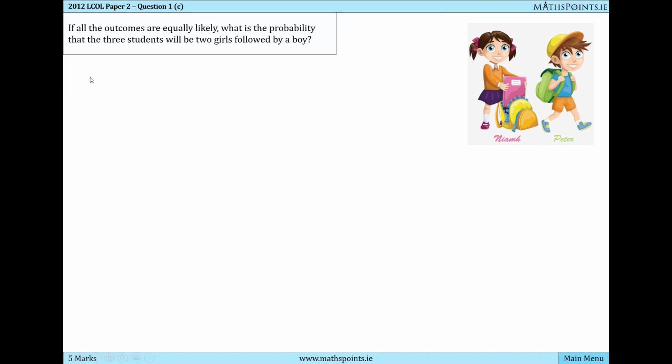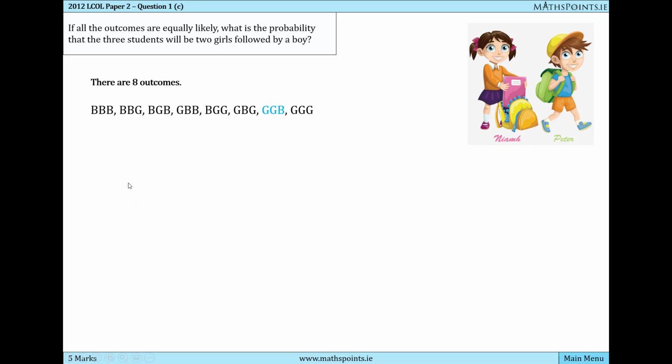Part C of the question asks, if all the outcomes are equally likely, what's the probability that the three students will be two girls followed by a boy? So we've established that there's 8 possible outcomes altogether. And so the question is, of those 8 outcomes, how many are 2 girls followed by a boy? And we can see that 1 out of the 8 outcomes is 2 girls followed by a boy.